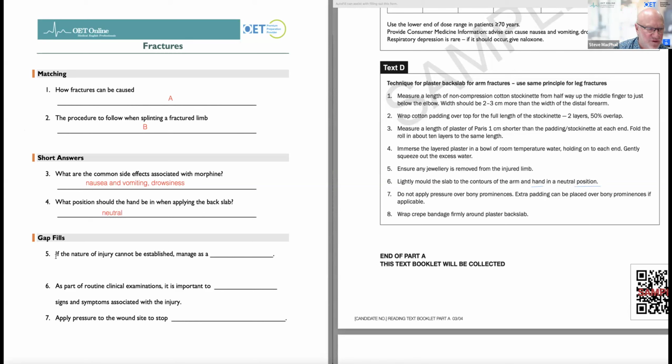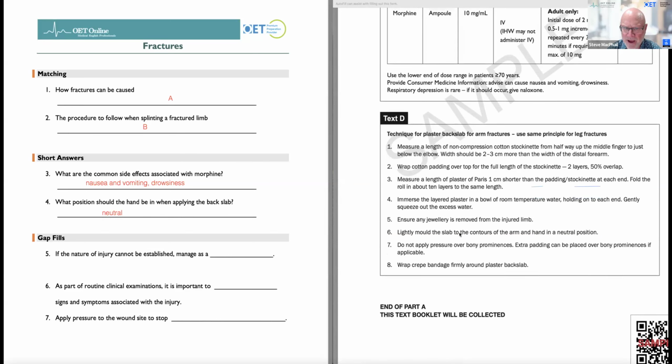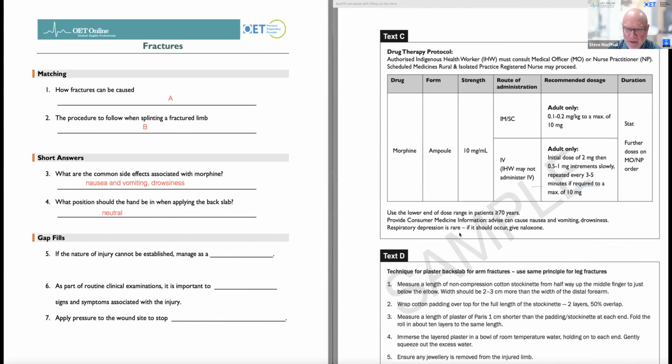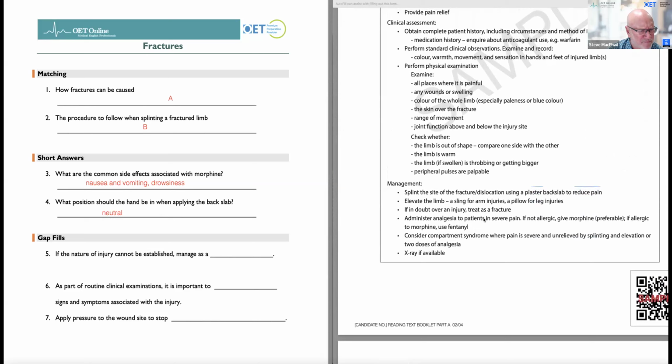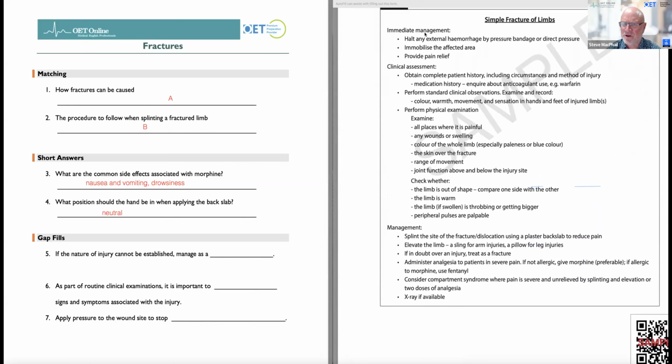Now, these are short answer questions. What about gap fills? We have to complete the sentence. If the nature of injury cannot be established, manage as a... Well, that doesn't sound like back slab. Establishing, it's certainly not medication. And management, well, I've got two things on management here. So I think it must be text B. So I look at the top, management, nature of injury. In my mind, I'm going to say it, the nature of injury cannot be established.